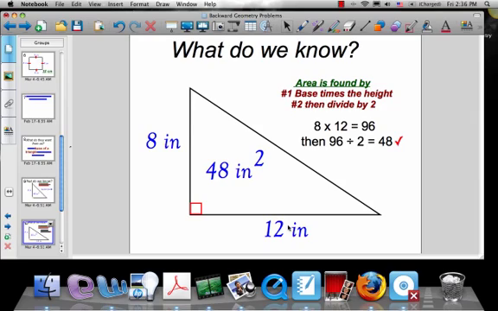Now remember, please, check your work. Take the math formula all over again and do it. Take the base, then times the height. So then 12 times 8 will give us 96. Then take our 96 value and then divide this by 2. And then as a result, we get 48 and my area checks. So now this is how you solve and find a missing base or height of a triangle when you know the area.